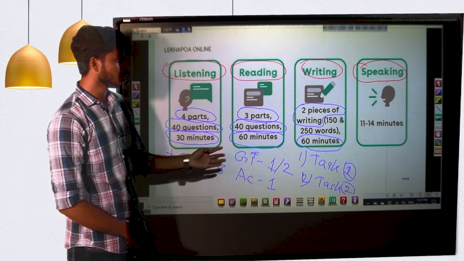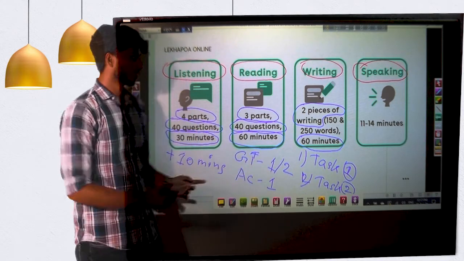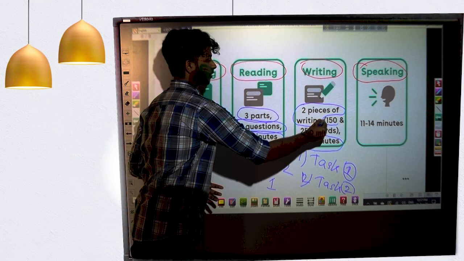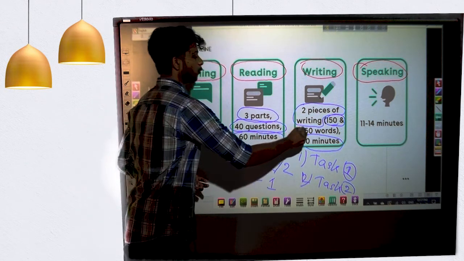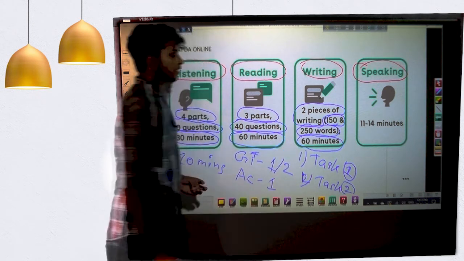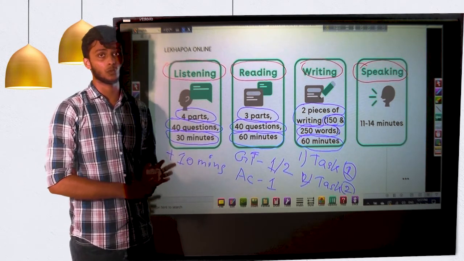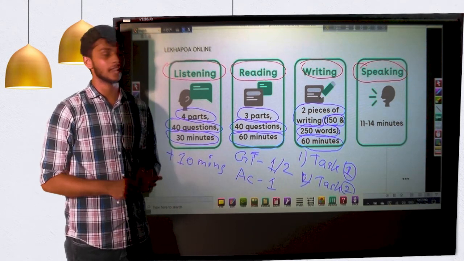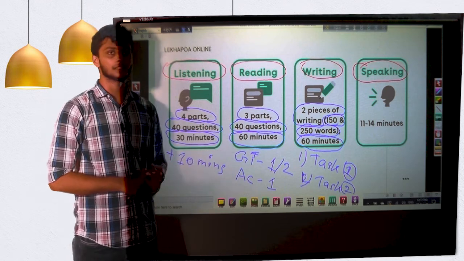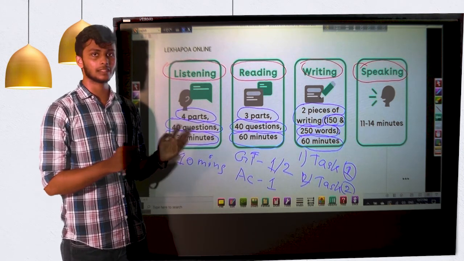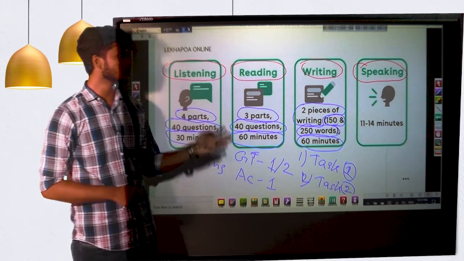You may be confused about why you will get only 20 minutes for task 1 and 40 minutes for task 2. Let me show you one thing. In task 1, the word limit is only 150, and in task 2, the word limit is 250. So for that reason, you have to spend more time on task 2 and less time on task 1. And you must remember that you can't write fewer than 150 words in task 1, or fewer than 250 words in task 2. But there is no upper limit. You can write more than 150 in task 1, and more than 250 in task 2. So this is the whole writing module.